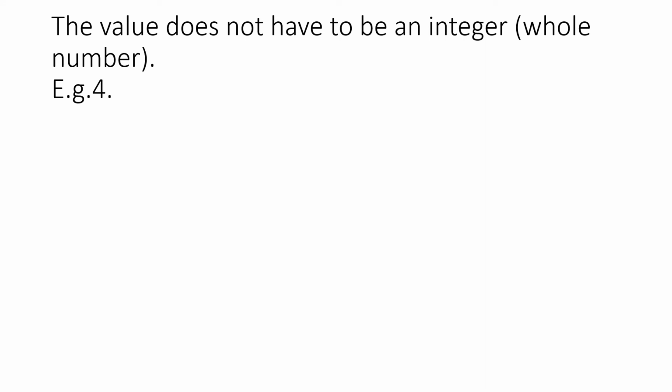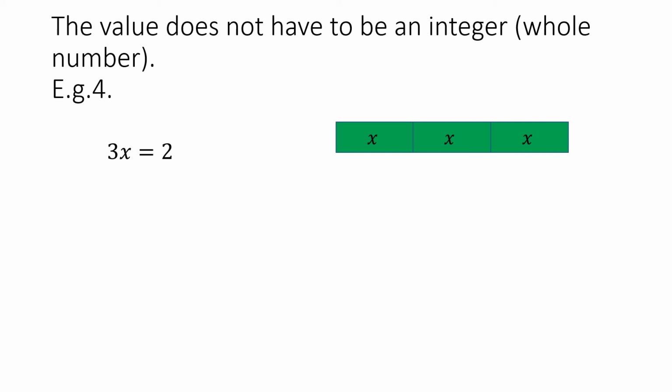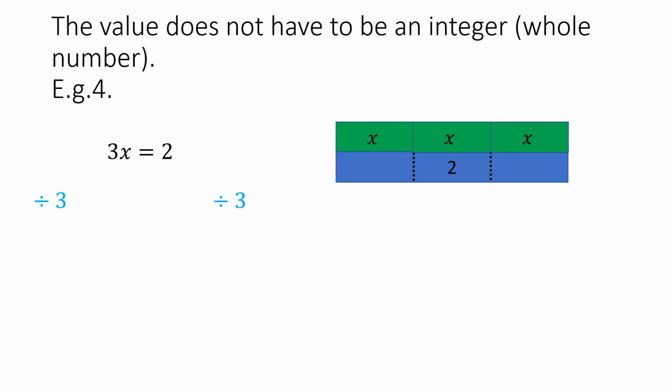It's important to recognize that the value doesn't have to be an integer, which is a whole number. So here we have 3x is equal to 2. Looking at our bar model again, we've got 3 lots of x is equal to 2. 2 split equally into 3 parts. We divide it into 3 parts, which gives us a value of x is equal to 2 divided by 3, or 2/3. And we write our fractions in this form.